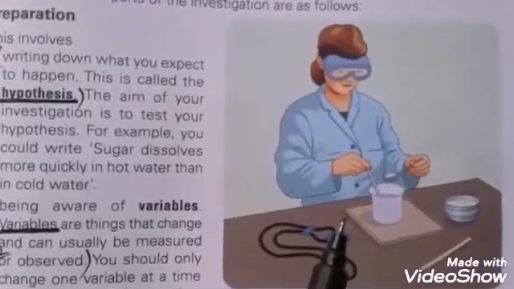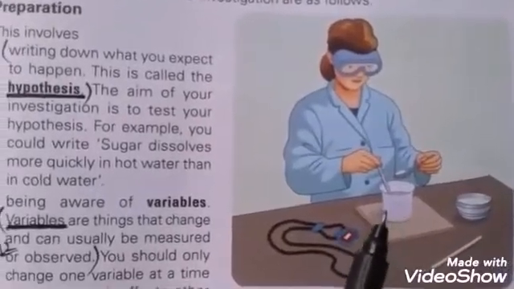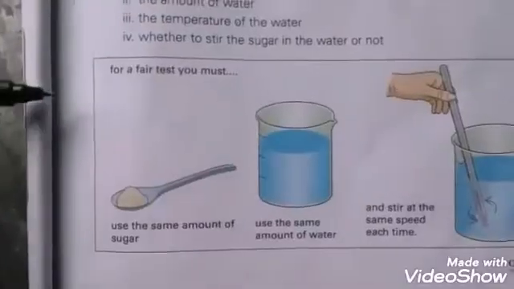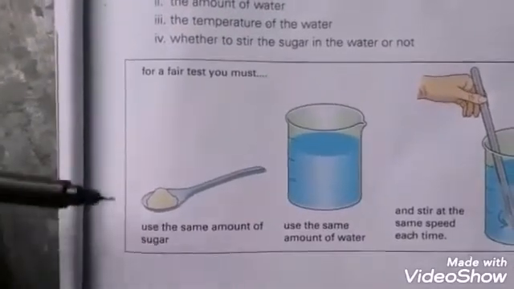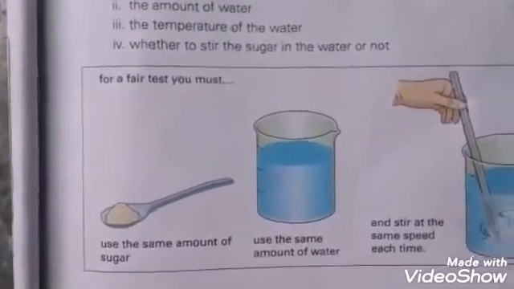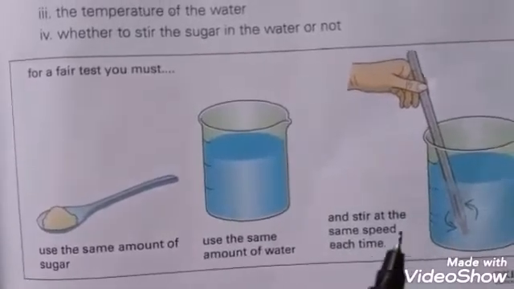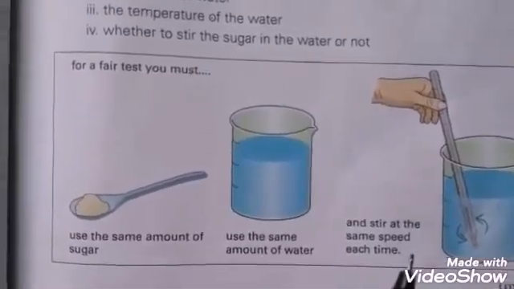In this picture, you can see that a student dissolves sugar in water. For the fairness of the test, use the same amount of sugar, use the same amount of water, and stir at the same speed each time.